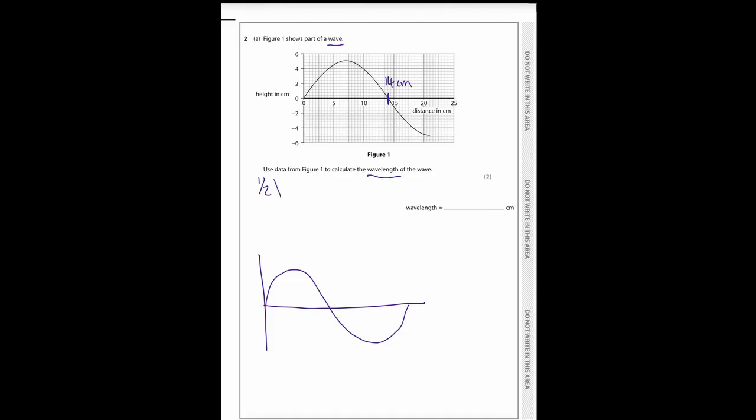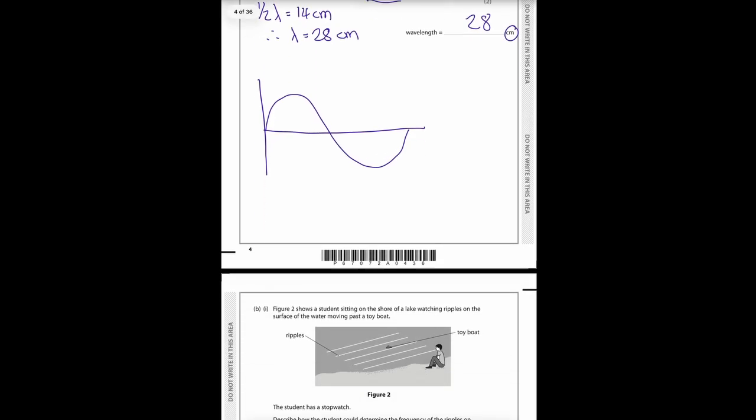I'm going to say half a wavelength is equal to 14 centimeters. Therefore, wavelength must be equal to 28 centimeters. Because I'm very, very clearly showing exactly my working. So if I read something wrong or something like that, well, at least I've got my working in there. So I'm showing the examiner exactly what I've done. So 28 centimeters, and I'm just checking the unit. It says centimeters, so that's fine. I don't need to do any conversions there.